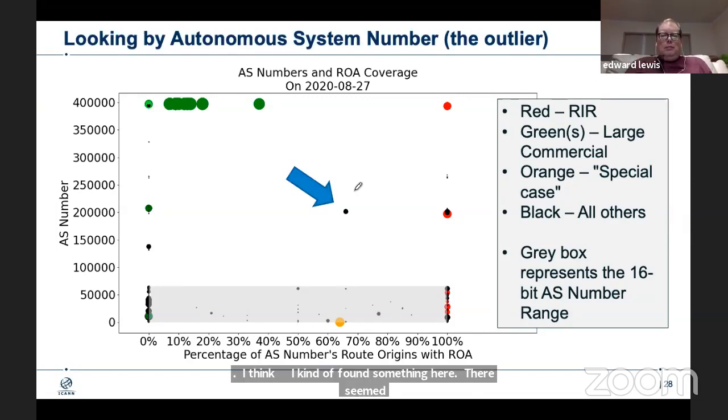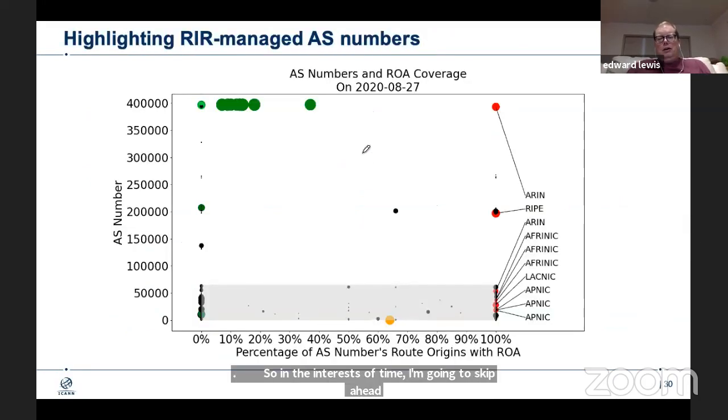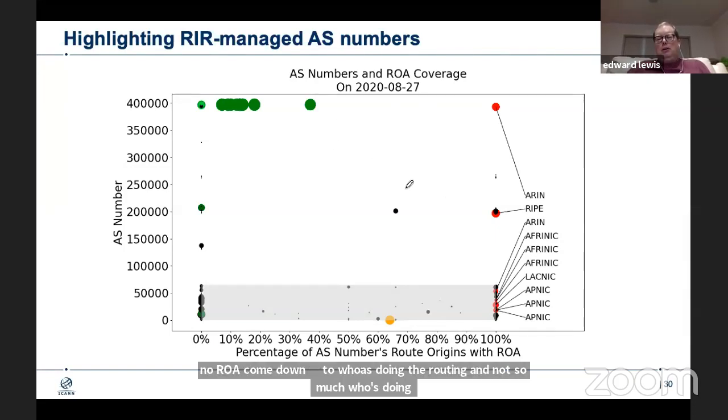So in the interest of time, I'm going to skip ahead a little bit. And it looks like from this, and I have a punchline here about the RARs, it looks like the decisions to ROA or not to ROA come down to who's doing the routing and not so much who's doing the DNS management up on top.